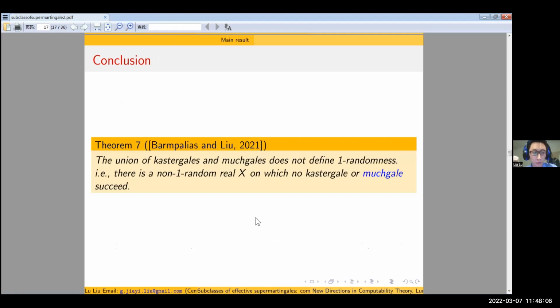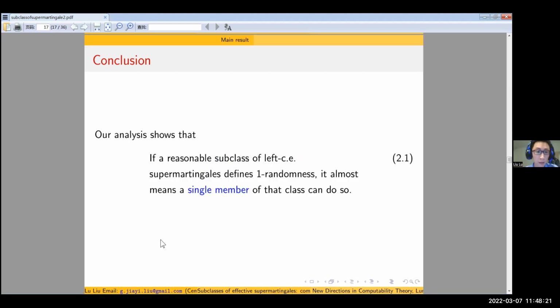Our conclusion is, roughly speaking, there's no natural subclass defining one randomness. For example, we proved that even the union of martingales and Mushkill does not define one randomness. Actually, our proof almost shows that if a reasonable subclass of lattice supermartingales defines one randomness, it almost means a single member of that class can do so. A single member of that class will succeed on all non-one random reals.